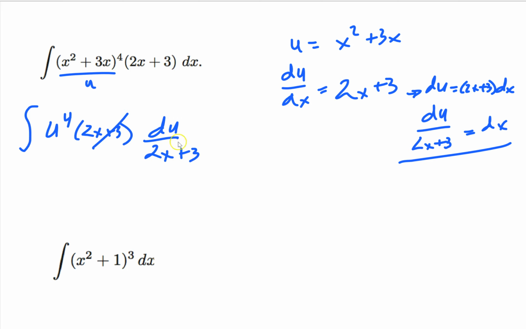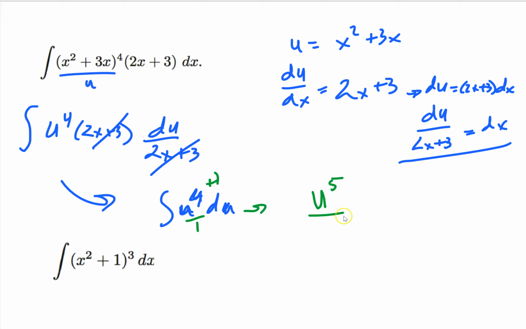And then look what happens. Cancel, cancel. The integral of u to the 4th du. That's a u to the 4th. You could believe me, integrate that. Remember, that's a basic power rule. So add 1 to the power, divide by your new power. So you're going to get u to the 5th over 5, new power, plus c.